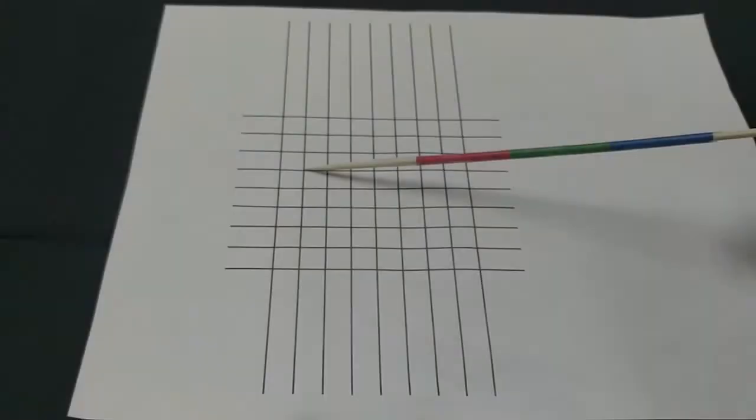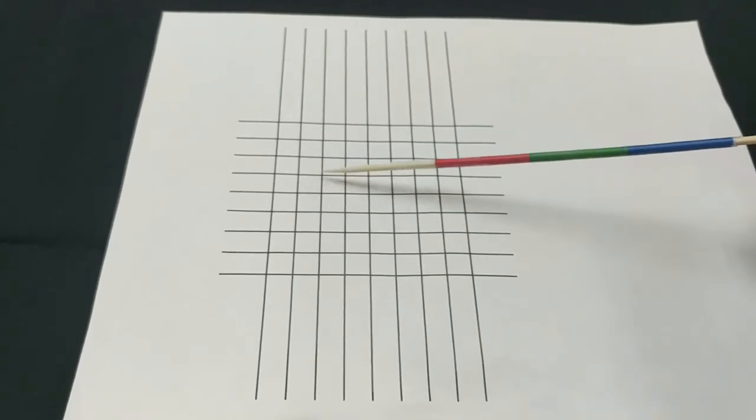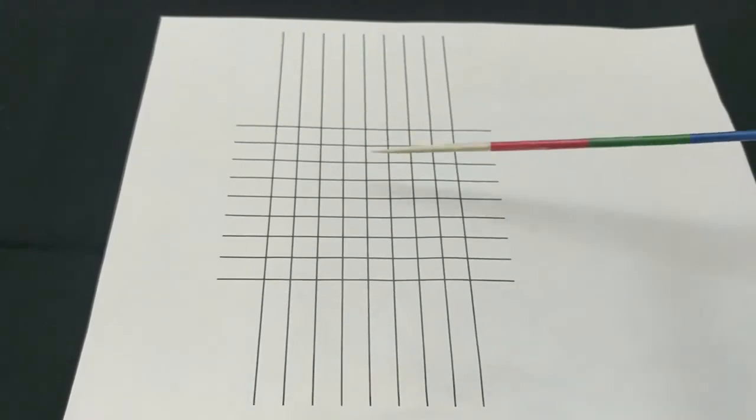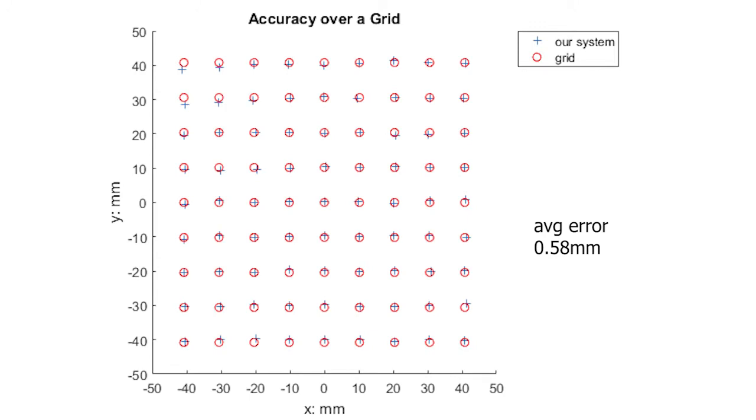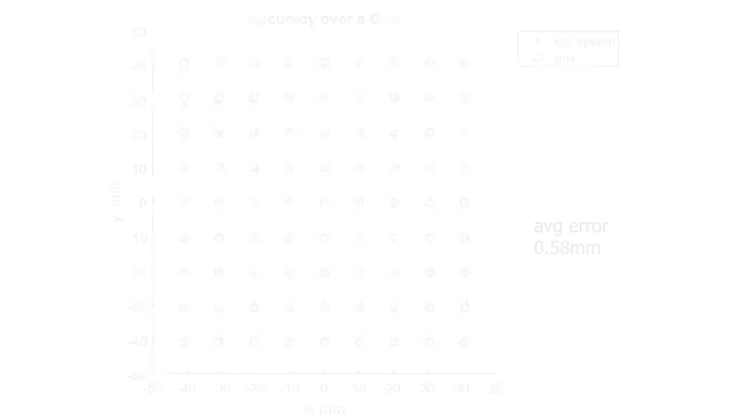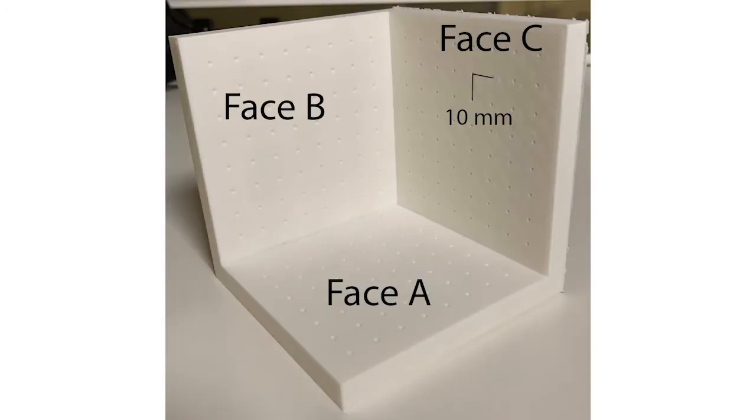We then test our algorithm's accuracy by pointing the catheter tip at points over a 2D grid. We're able to achieve a 0.58 mm average accuracy in this case. We also test the accuracy on a 3D printed structure with 3 faces with grids of holes. The accuracy on faces A, B, and C are 0.49, 0.93, and 1.12 mm respectively.